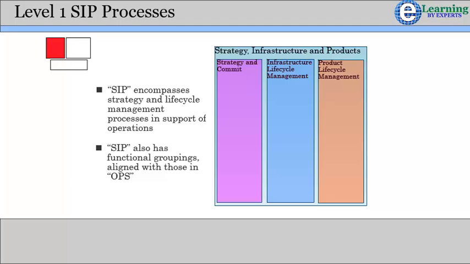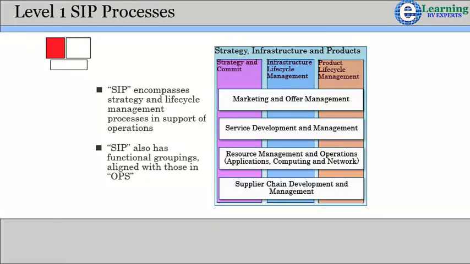Corresponding to the operations horizontal functional processes, there are 4 horizontal functional process groupings in the strategy, infrastructure and product process area also. These support the SIP vertical end-to-end processes described above, and the management of operations to support marketing and offer, service, resource and supply chain interactions.